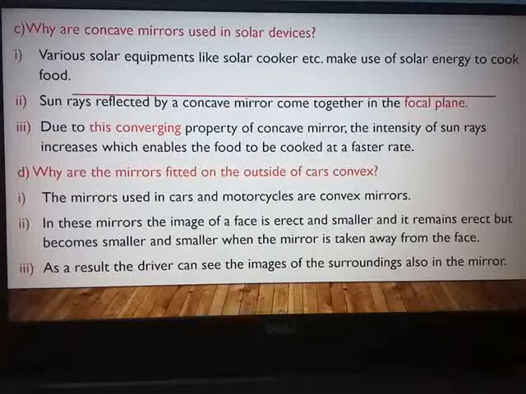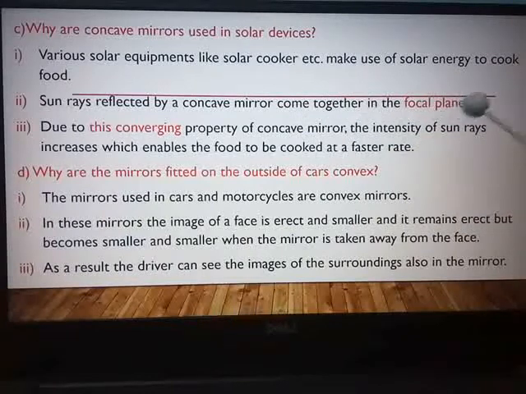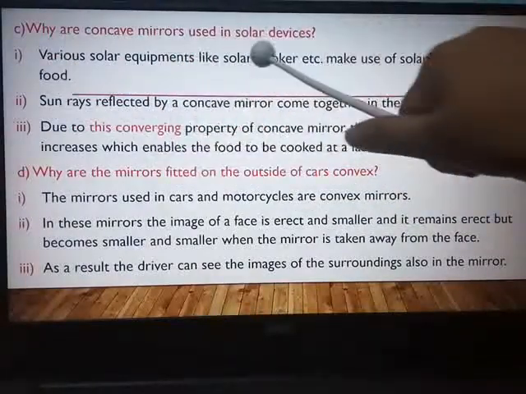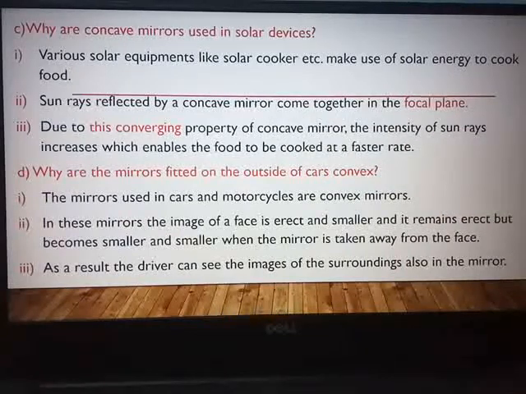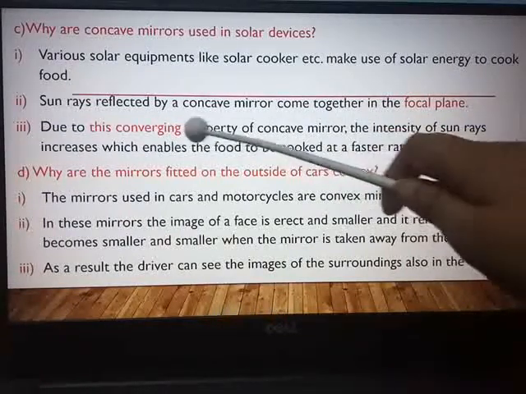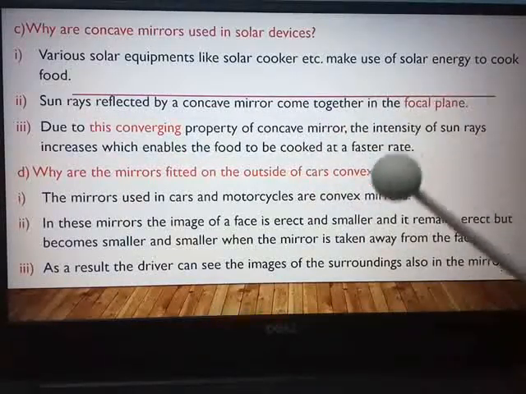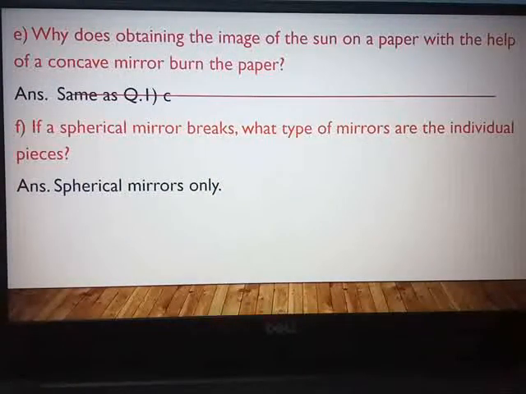So, you will start from here. Sun rays reflected by a concave mirror come together in the focal plane. That is why I have mentioned here C. Same as question number 1C. You don't write that way. You write the answer in your notebook. Start from point number 2. Don't write the first point. Sun rays reflected by a concave mirror come together in the focal plane. Due to the converging property of a concave mirror, the intensity of sun rays increases, and then you will write: due to which the paper burns.